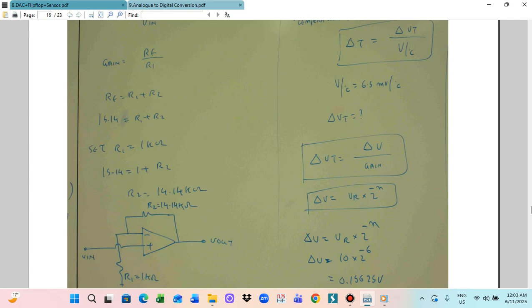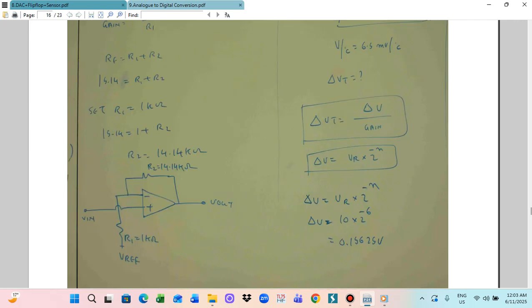Delta V is VR multiplied by 2 power minus n. Delta V is the change of the voltage, which you calculate from the reference voltage multiplied by 2 power minus n, where n is the number of bits. And delta VT means the change of the voltage affected by the temperature, calculated as delta V by K. After this, you can calculate the temperature resolution delta T, which is delta VT divided by 6.5 millivolt per degree centigrade. So these are the three steps we have to calculate.